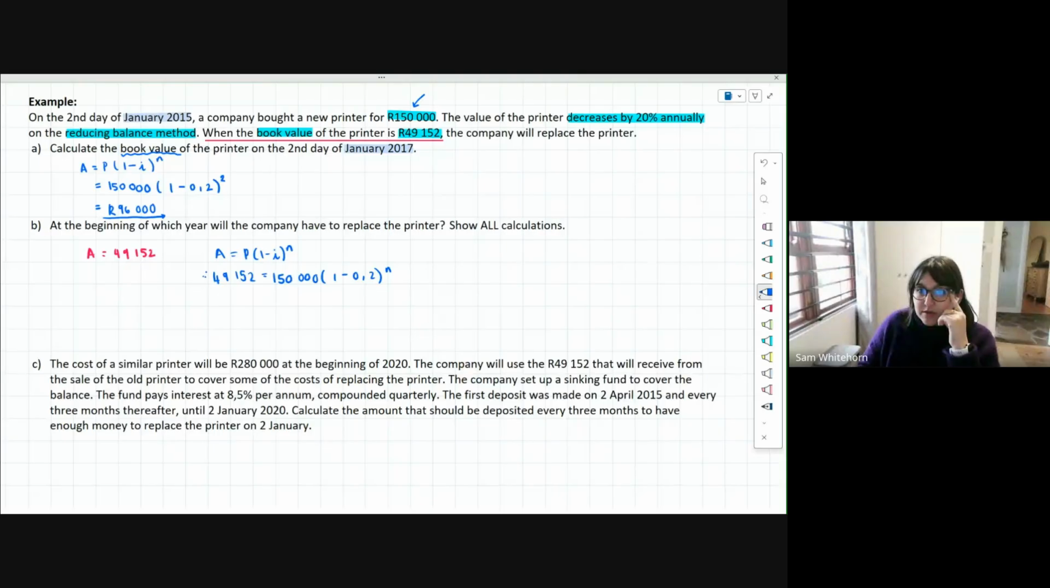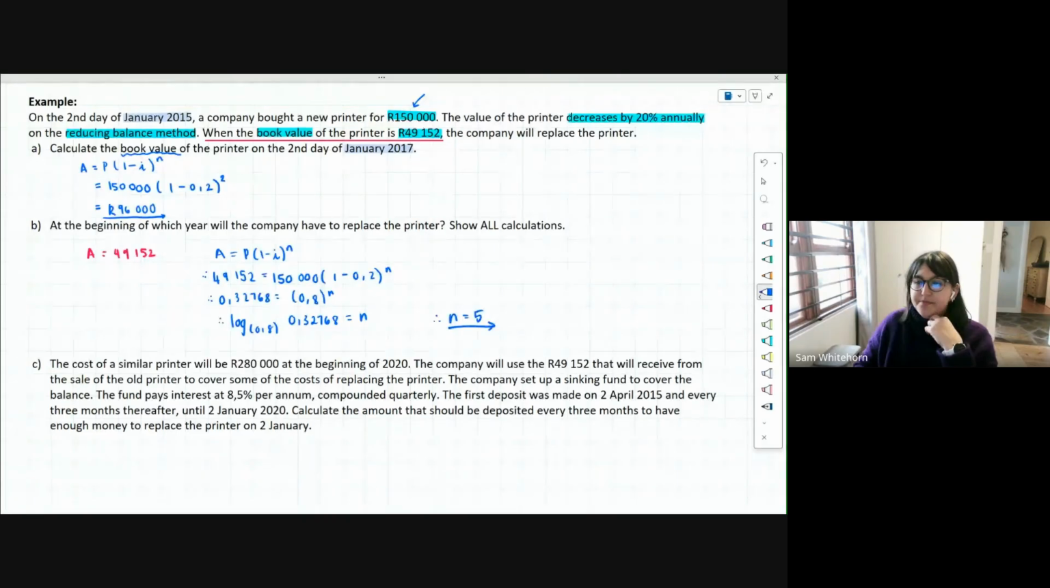So first things first, I'm going to divide both sides by 150,000, and that gives me 0.32768 is equal to, and let's actually just write this simplified, 1 minus 0.2 is 0.8 to the power n. If you don't write it simplified, it doesn't matter. And now we're going to use our logs. So log base 0.8 of 0.32768 will be equal to n. And so n is equal to 5 years. So after 5 years, they will need to replace this printer.